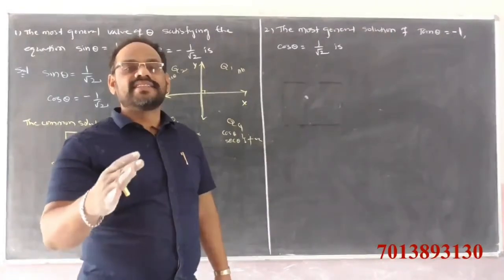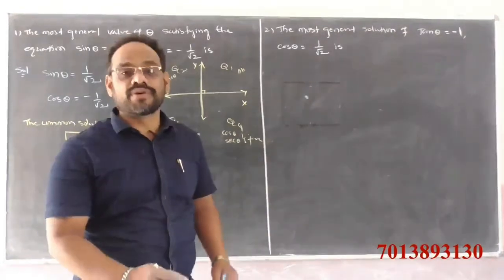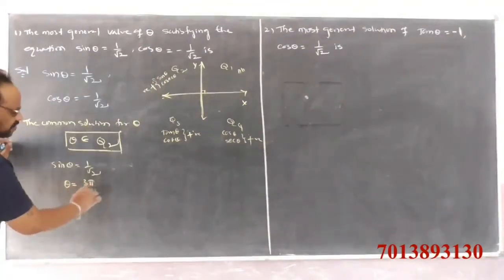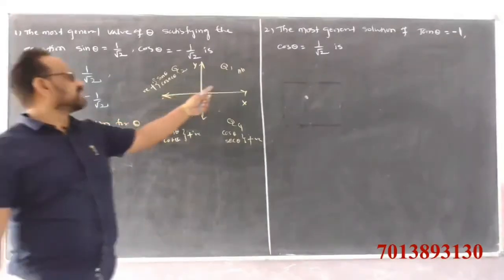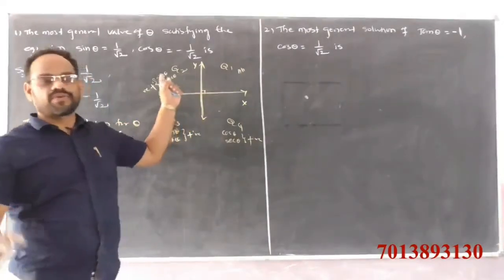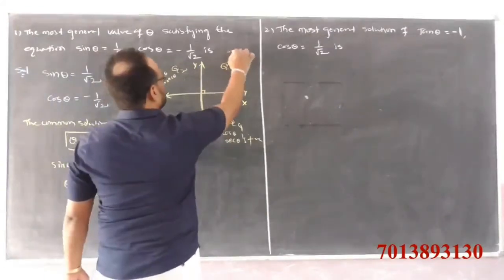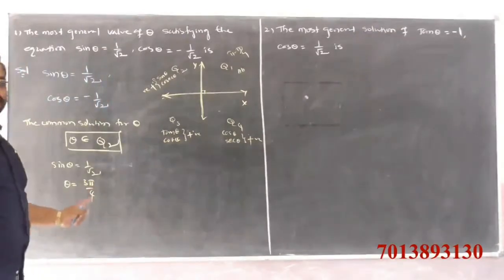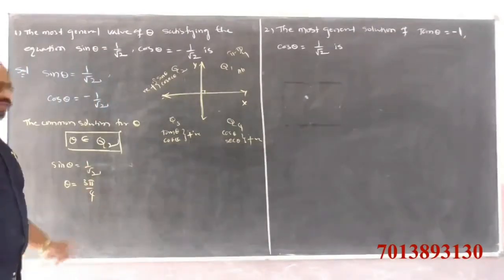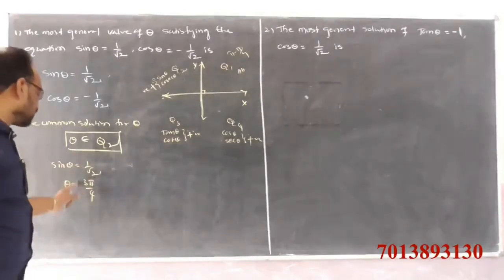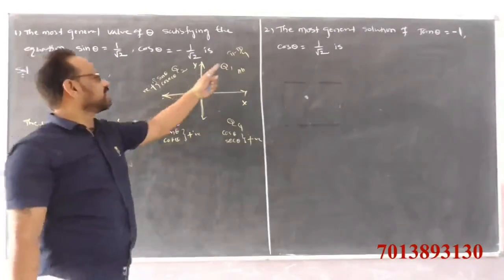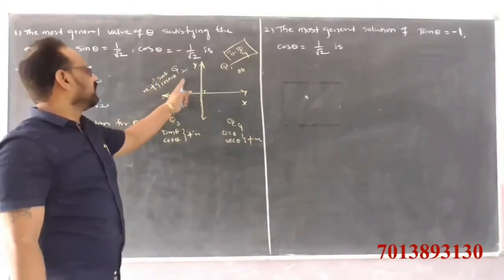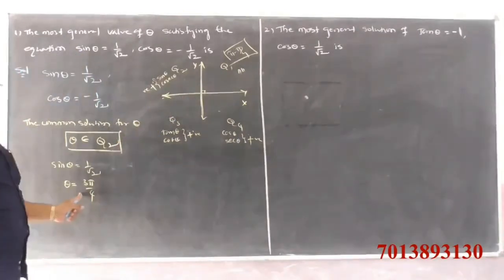Again, sin 3 pi by 4 also gives 1 by root 2. In the second quadrant, that is pi minus pi by 4, which is 4 pi minus pi over 4, that is 3 pi by 4. Sin 3 pi by 4 value is also 1 by square root of 2. So theta is pi minus pi by 4, clearly 3 pi by 4, lying in the second quadrant.